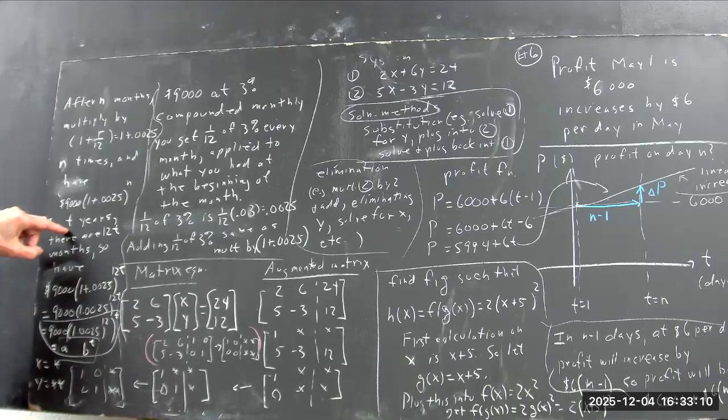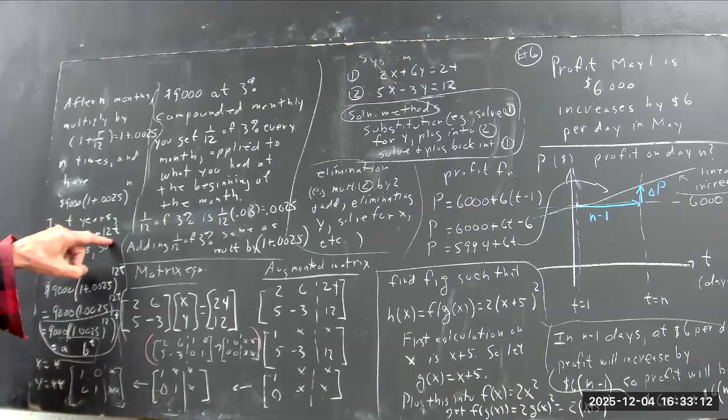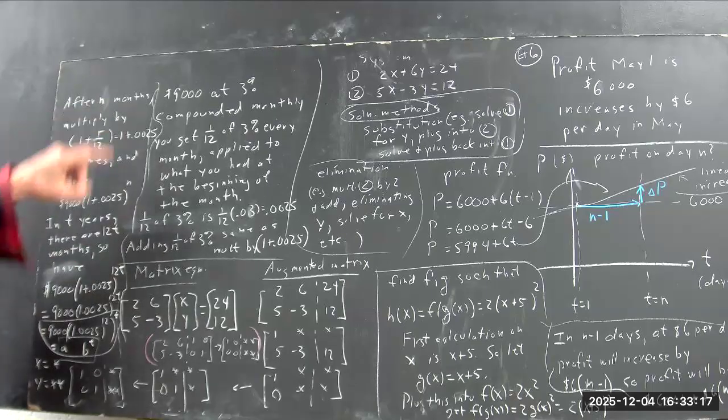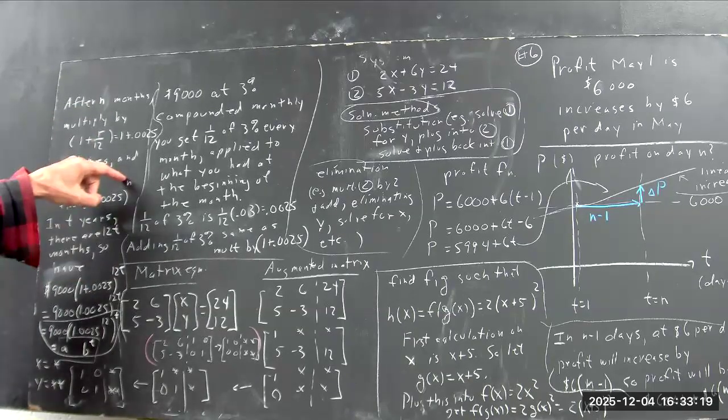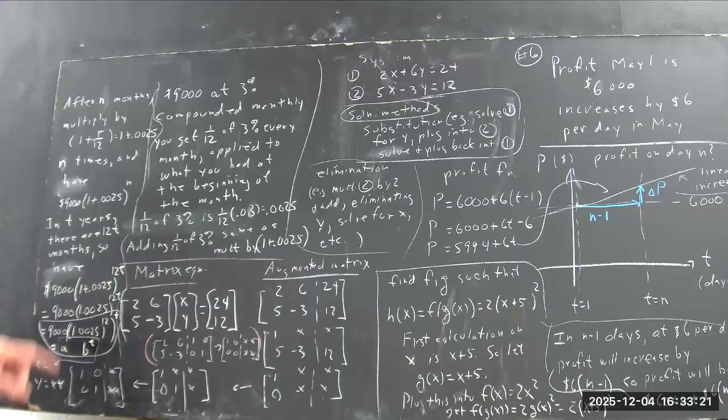In T years, there are 12T months. So if n is the number of months, you've got 12T months, you're going to replace n by 12T. Now you've got 9,000 times 1 plus 0.0025 to the 12T. And of course, 1 plus 0.0025 is 1.0025. So you're going to be raising 1.0025 to the 12T multiplied by 9,000. Now that's very much what the formula given in your book tells you.